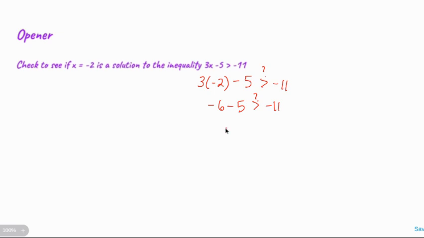And we get -11 on the left side. So is it true or not? Well, -11 is not greater than. If we have the equal to sign here, then we could say it's true, but it is not true. -2 is not a solution.